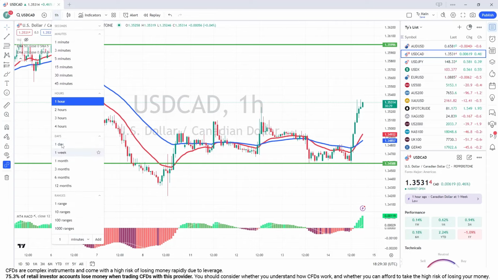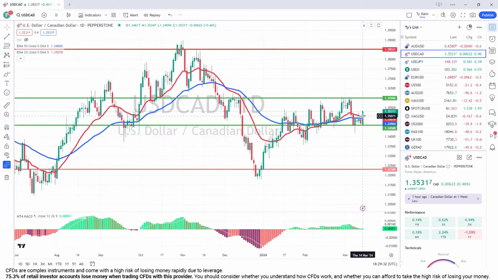Look, where it's going and where it could get to, basically, as long as it closes above the moving averages, there's still a little bit longer to go in today's trading session.